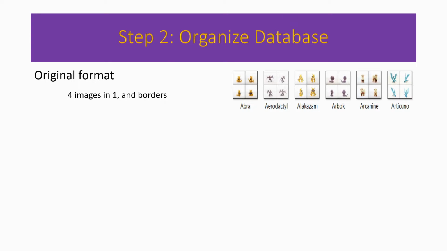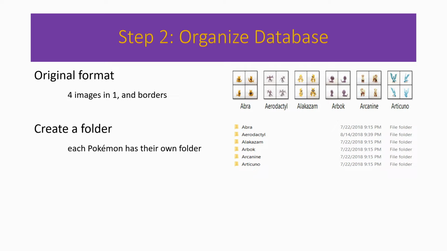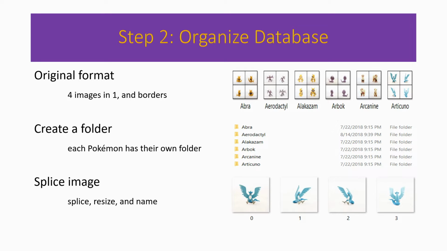The original format for the images I downloaded online contained borders and 4 images in one. To make running the algorithm more simple, I decided to clean up my database using MATLAB. First, if the name of the image did not exist as a folder, I would create it. Then, I would splice the image in 4 in such a way that the borders would no longer show. While doing this, I also resized all the images to 512 by 512 and named the images 0, 1, 2, and 3 and placed them in their respective folders.